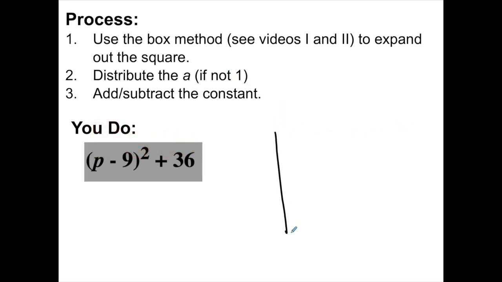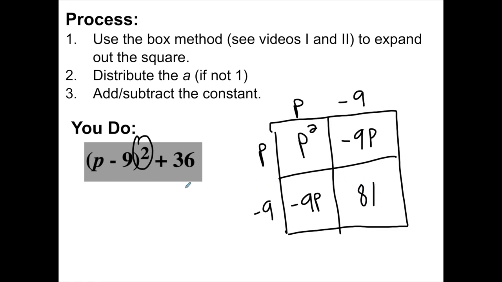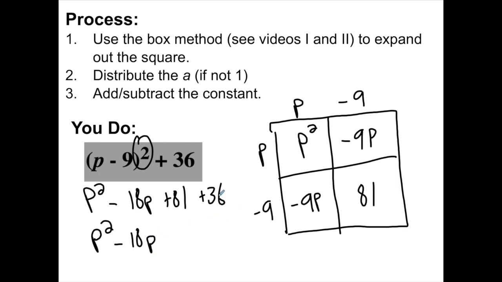Okay, step 1. Remember, we're going to be doing the box. For the box, we're going to have p minus 9 and p minus 9, because that's the thing being squared. So we have p squared minus 9p minus 9p plus 81. So that's p squared minus 18p plus 81. This is 1, so I'm good there. I add the 36, and I get p squared minus 18p. So I'm going to do 81 plus 36, and that is 117.